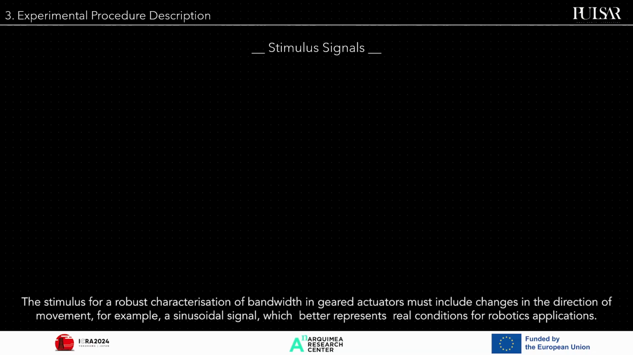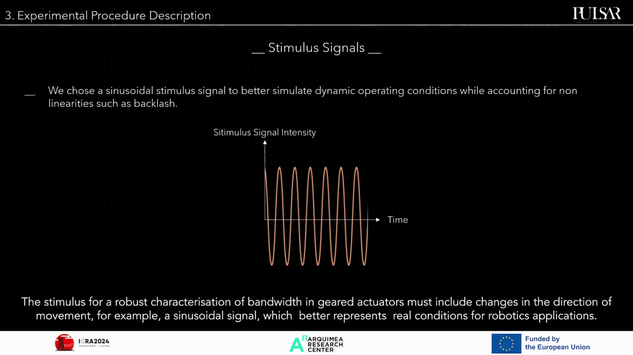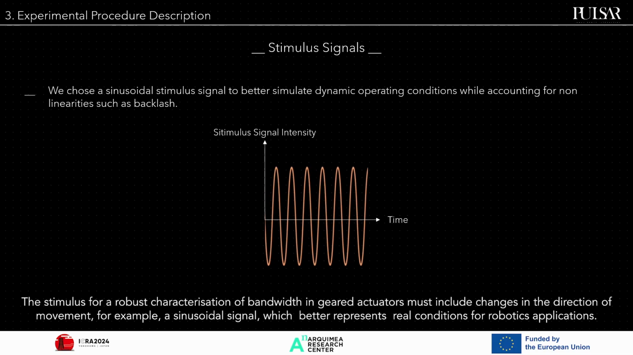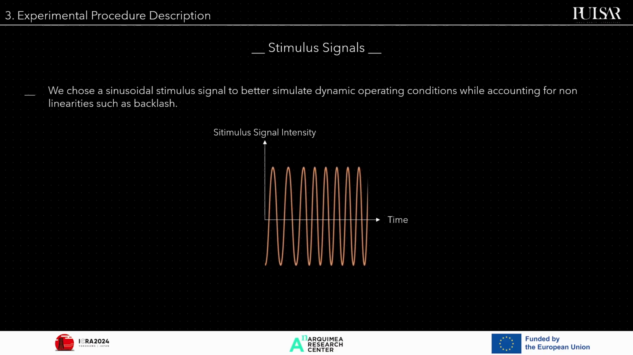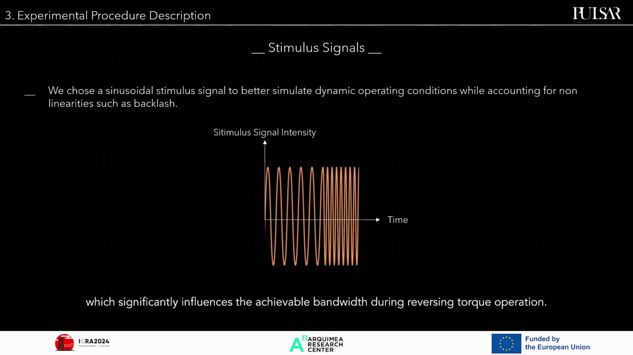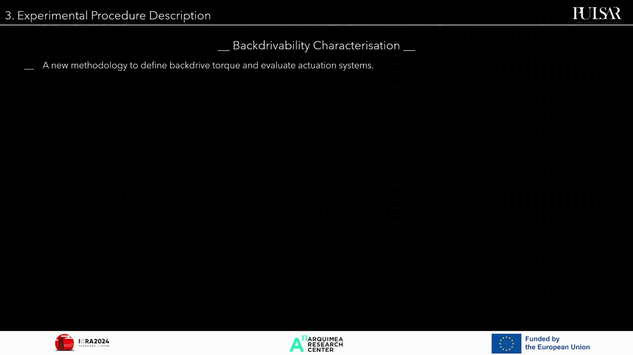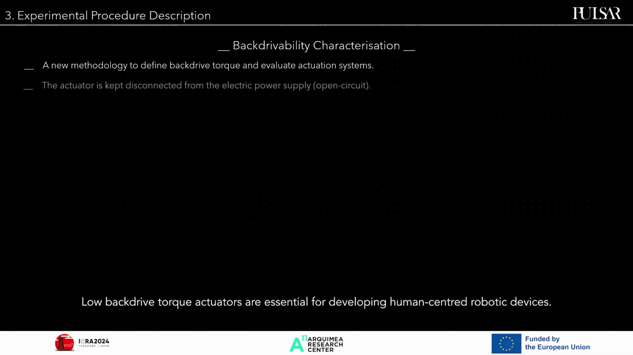The stimulus for a robust characterization of bandwidth in geared actuators must include changes in direction of movement, for example, a sinusoidal signal, which better represents real conditions for robotic applications. Calculating the bandwidth of an actuator with a step response experiment isn't reliable due to the inherent nonlinear effect of backlash, among others, which significantly influences the achievable bandwidth during reversing torque operation. We propose a new methodology to accurately derive backdrivability. Low backdrive torque actuators are essential for developing human-centered robotic devices.